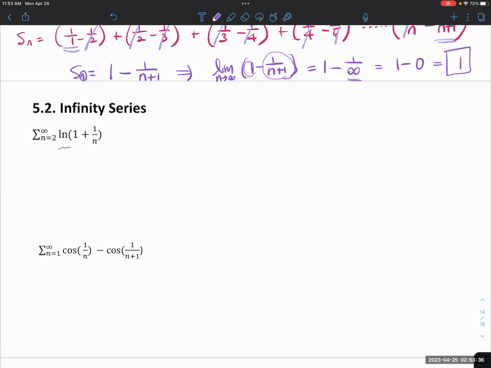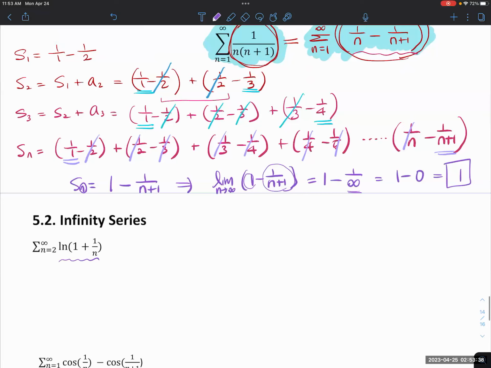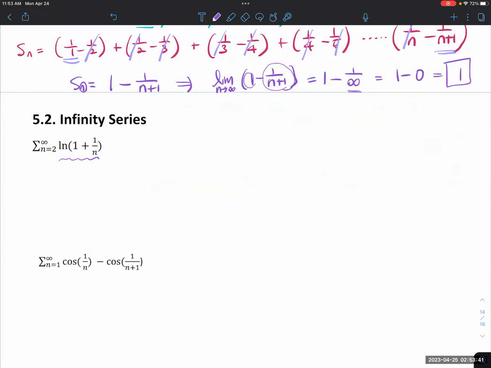So this looks like some pattern of telescoping, not exactly 1 over n times n plus 1, but you can think about it. I can separate it. This is actually the same as ln of 1 plus 1 over n. The part inside, 1 plus 1 over n, you can combine. So 1 is the same as n over n, and then I can add in 1 over n. So it means ln of n plus 1 over n. I can combine them, I'm just adding the fraction. Are you okay?